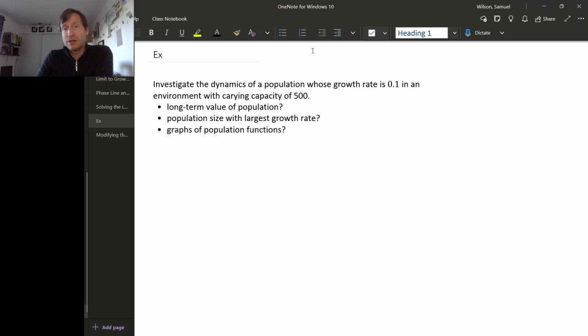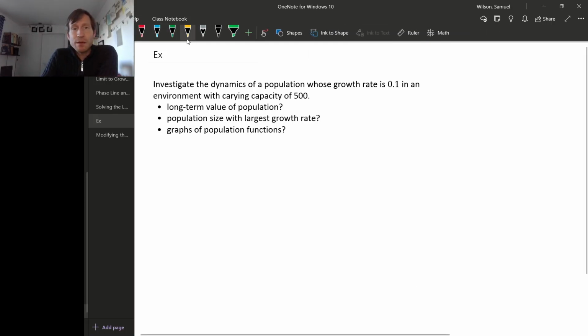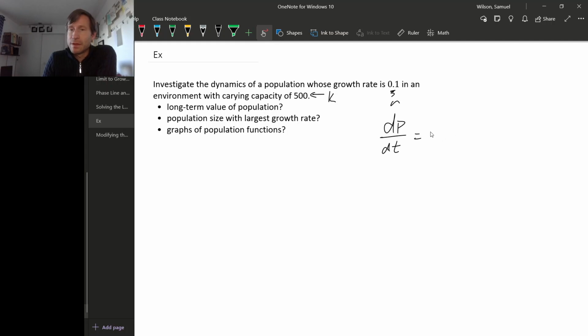Let's use what we know about the logistic equation to examine the dynamics of a population. Just for an example, to have some concrete numbers to hand, let's use a growth rate of 0.1, and suppose that the carrying capacity of the environment is 500. So that means 500 is going to be our K value, and 0.1 will be r. If we write down a logistic equation for this situation, we're going to get dP/dt equals our growth rate, 0.1, times P, times 1 minus P over the carrying capacity, 500.